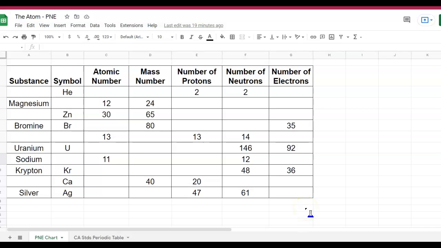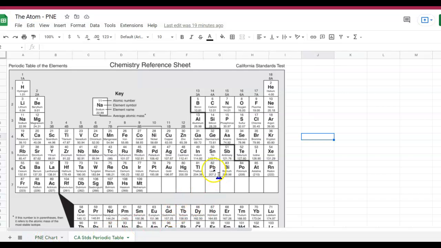This is Mrs. Ziegler, and I'm going to go through how you complete your PNE chart. So remember, PNE stands for protons, neutrons, and electrons. So in this particular Google self-grading sheet, you need your periodic table. I do have a periodic table here, so if you look down here, here's our chart, and then down here is our periodic table. So when you need the periodic table, if you don't have a hard copy on you, you can just click here to find the information that you need.